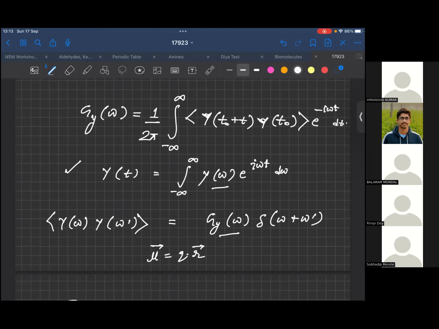One can efficiently calculate the Fourier transformation, using the fast Fourier transform, efficiently and also very accurately. So many people do this kind of trick to calculate this power spectrum.